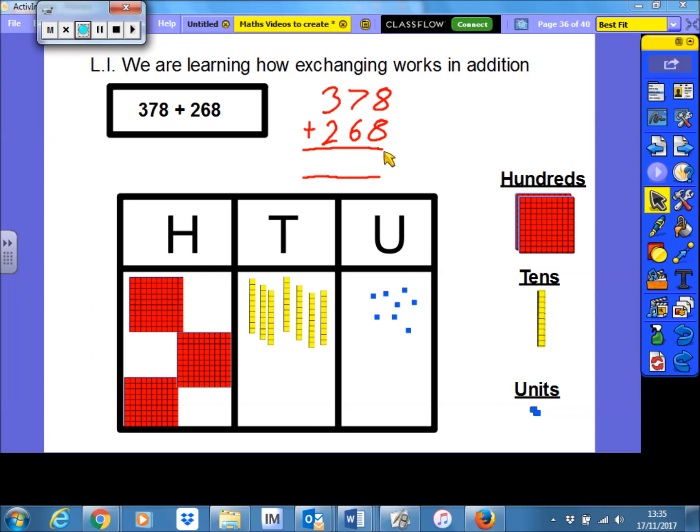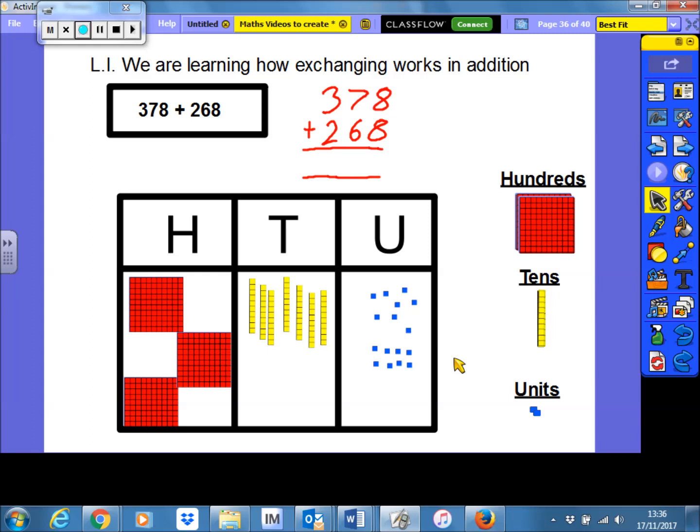So in this calculation, we have 378 plus 268. The first part of the calculation I'm going to tackle is this 8 plus 8. So I will need 8 units to add to this units column here. So we've got the 300s, the 7 tens, and the 8 units, and we're adding 268. So I'm going to add the 8 units first of all. Here's our 8 units. And we'll move them into the units column there.